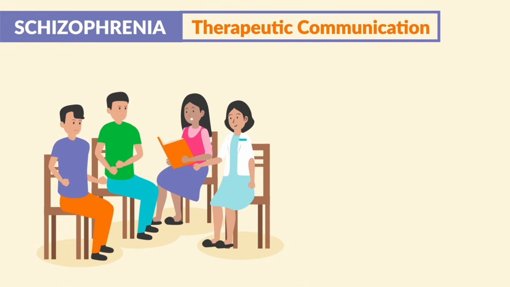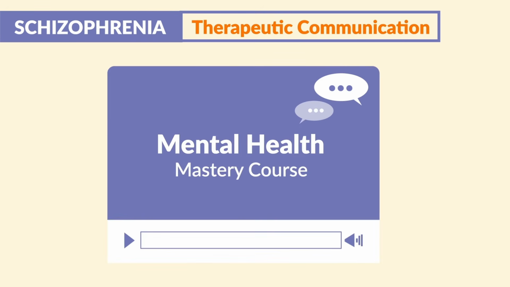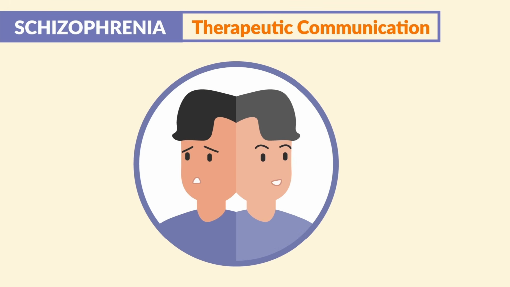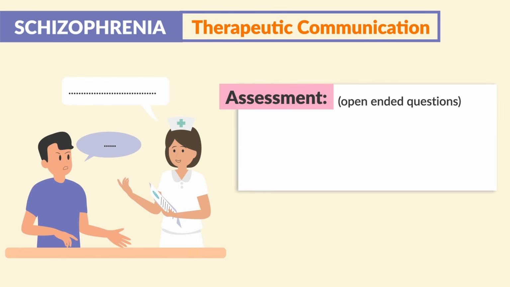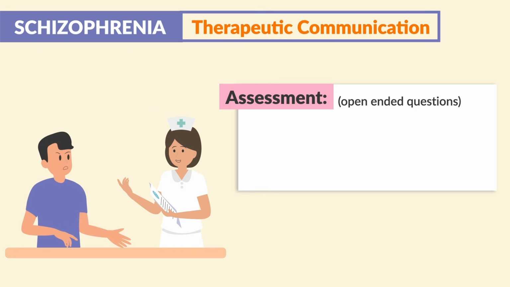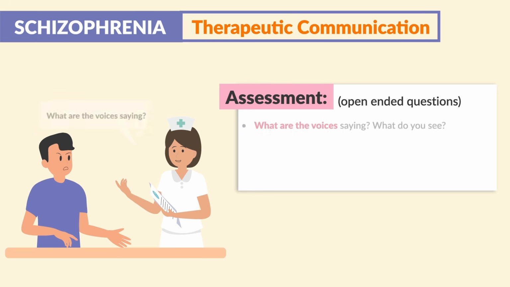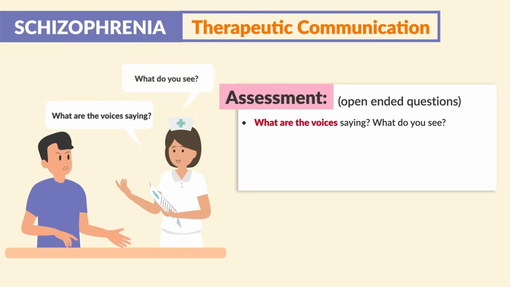Now, switching gears to therapeutic communication. This is always the most tricky questions on exams and even the NCLEX. Now, we have a full video on therapeutic communication in our mastery course, but let's deep dive specifically for our schizophrenic patients. So first things first, assessment. We always ask open-ended questions, especially when clients are having delusions that people are trying to hurt them. So open-ended questions are basically any question that doesn't end with a yes or no answer. So for example, what are the voices saying to you and what do you see?